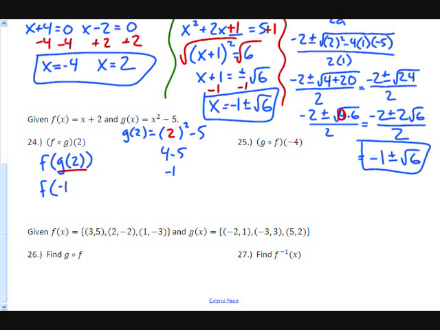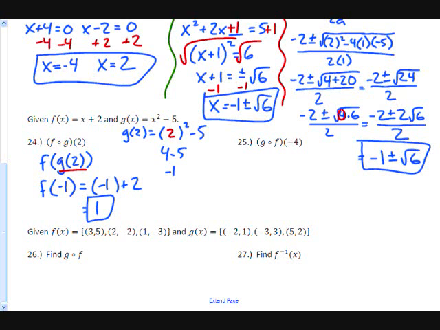So I'm going to replace it with a negative 1. And now f of negative 1. f of x is x plus 2, but instead of x, whatever's in the parentheses, I plug in. So I plug the negative 1 in, and that's going to give me a positive 1. So f of g of 2 equals 1.